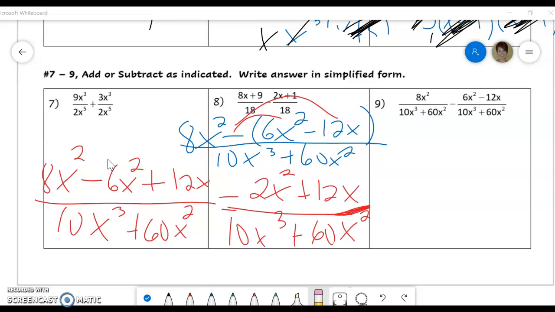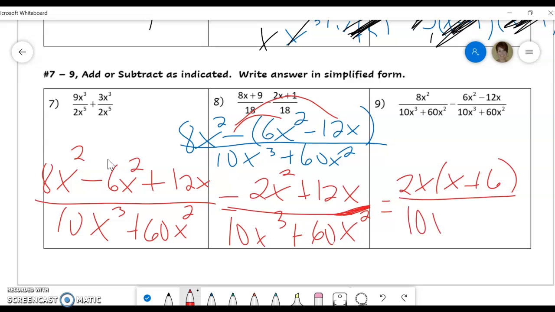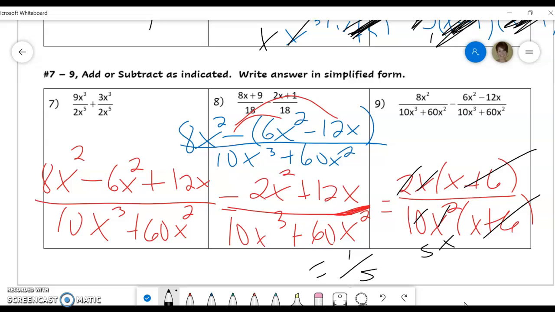So now we added the top and got 2x squared plus 12x all over 10x to the 3rd plus 60x. So we did subtract. Now we're just going to simplify. So we have a GCF of 2x. So I'm left with 2x times the quantity of x plus 6 all over. In the denominator, I can factor out a GCF of 10x squared, and I am left with x plus 6. So now, just to simplify, we can cancel. And so our final answer is 1 all over 5x. And that's it. Good job.